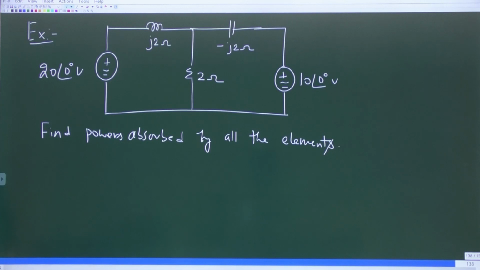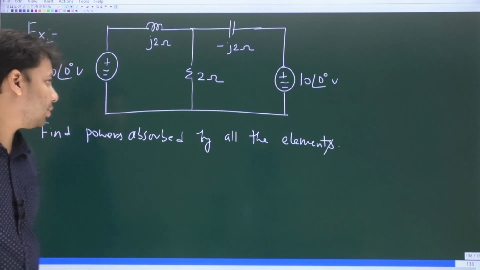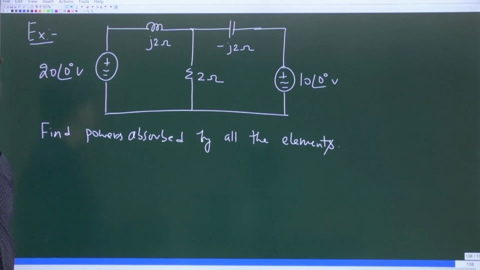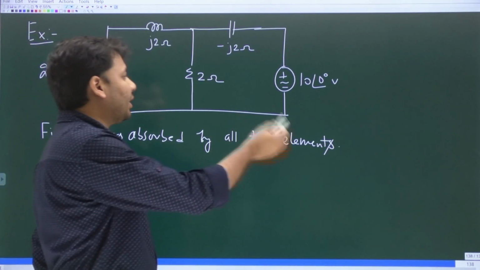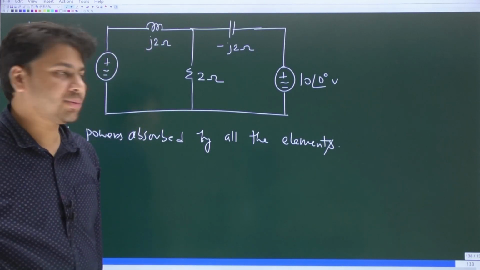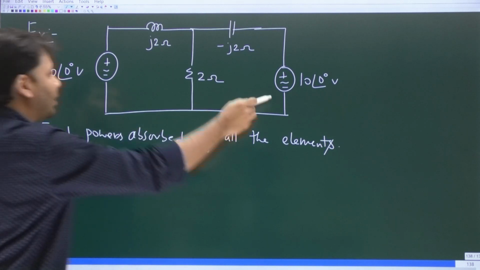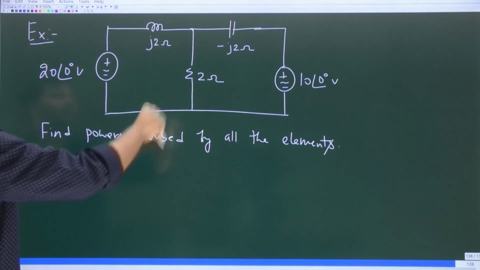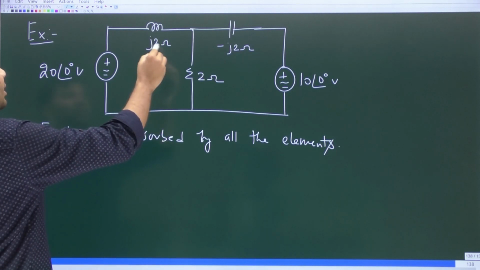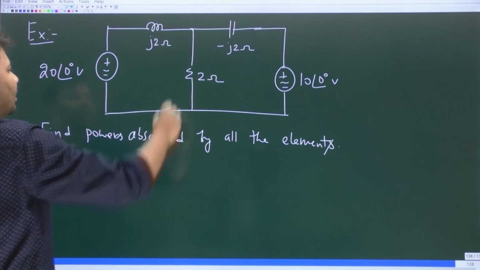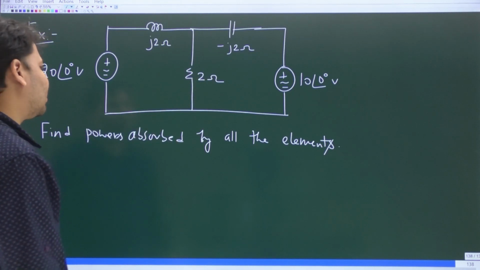Okay, there is some network being driven by two sinusoidal voltage sources. The one on the left, its phasor voltage is 20 at an angle 0 degrees volts, and the one on the right, its phasor voltage is 10 at an angle 0 degrees volts. And we also have three other passive elements: an inductor whose impedance is J2, a capacitor whose impedance is minus J2, and this resistor whose value is 2 ohms.